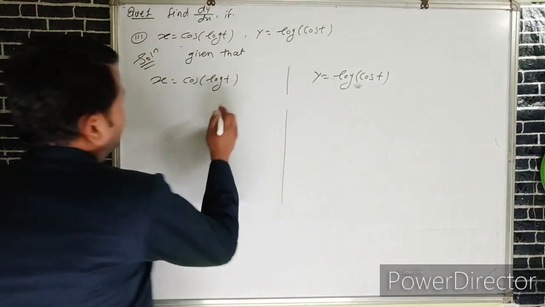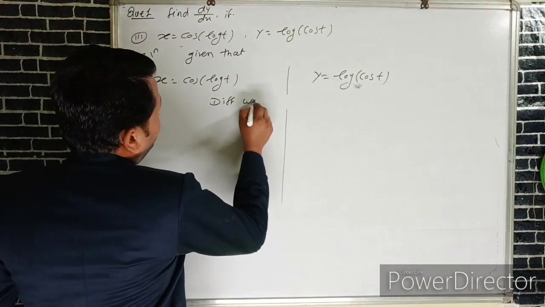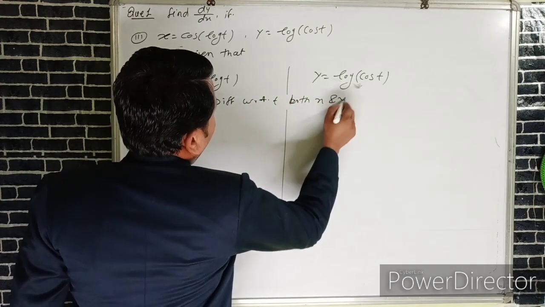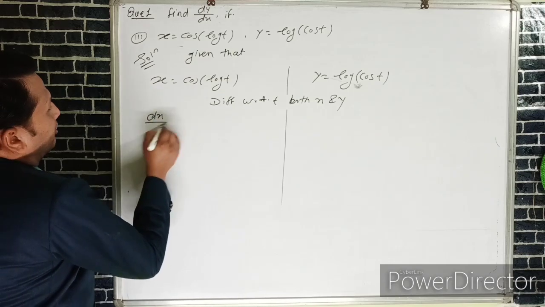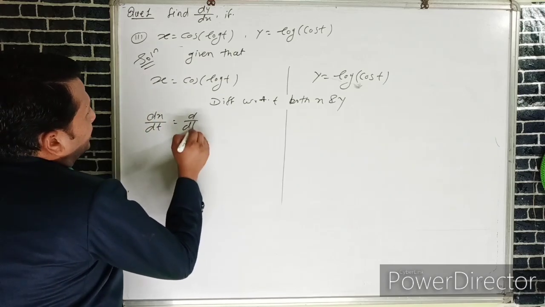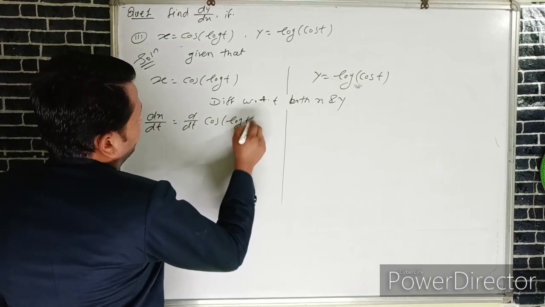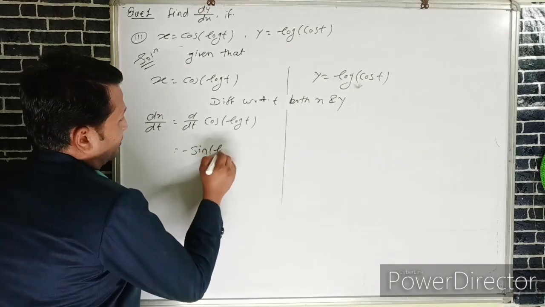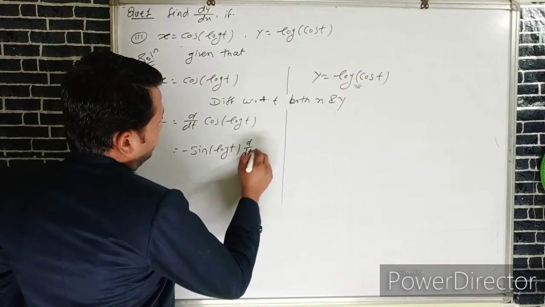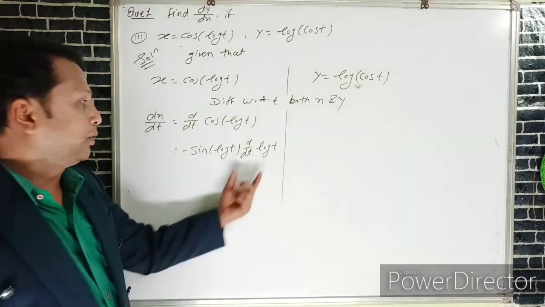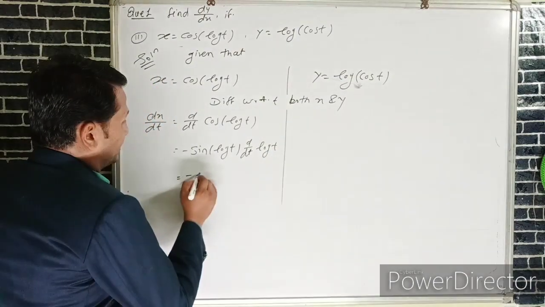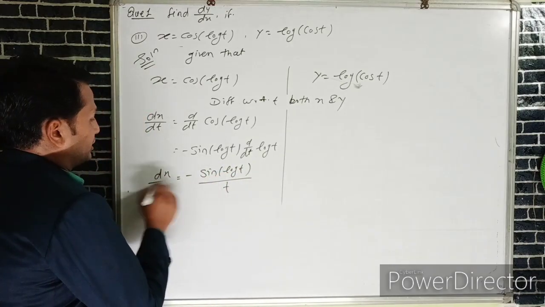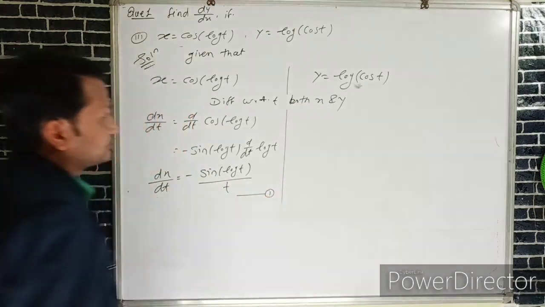First, if we differentiate with respect to t both x and y, we can write the derivative of x, which is the derivative of cos of log of t. We know that the derivative of cos is minus sin, hence we can write minus sin of log t, and we take again a derivative of log t. The derivative of log t is 1 by t, hence we can write minus sin of log of t upon t, which is dx upon dt, equation number 1.